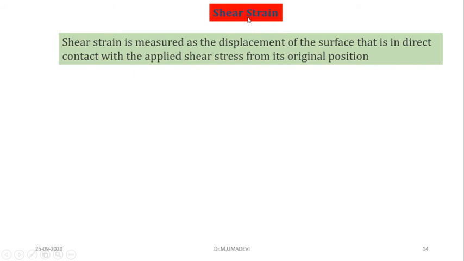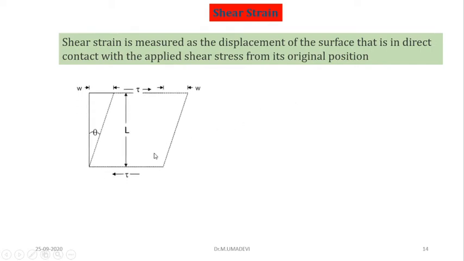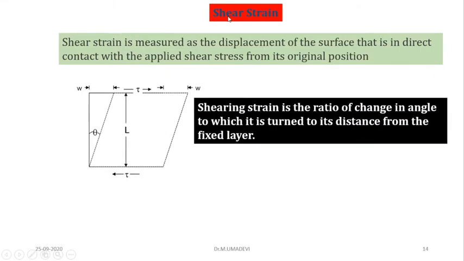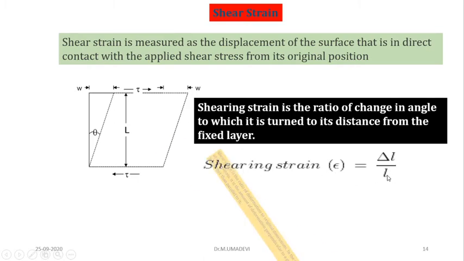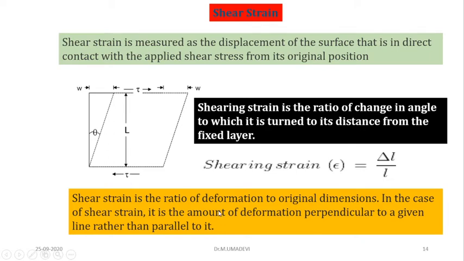Next, I'll discuss shear strain. The shear strain is measured as the displacement of the surface in direct contact with the applied shear stress from its original position. See here, this is the diagram which explains the shear strain. L is the original length, and when we stretch, the angle theta is defined as the change in angle to which it has turned relative to its distance from the fixed layer. That means shearing strain is equal to the change in length to the original length. It is also defined as the ratio of deformation to the original dimension.